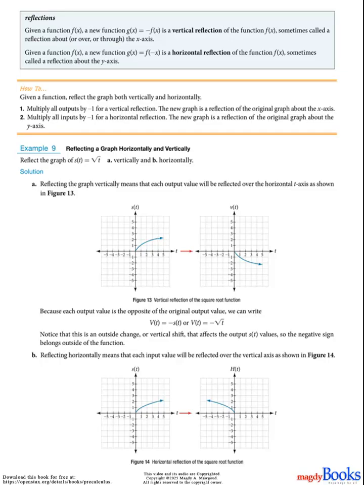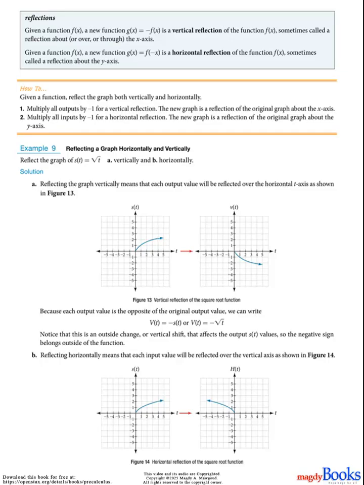How to: Given a function, reflect the graph both vertically and horizontally. 1. Multiply all outputs by -1 for a vertical reflection. The new graph is a reflection of the original graph about the x-axis. 2. Multiply all inputs by -1 for a horizontal reflection. The new graph is a reflection of the original graph about the y-axis.